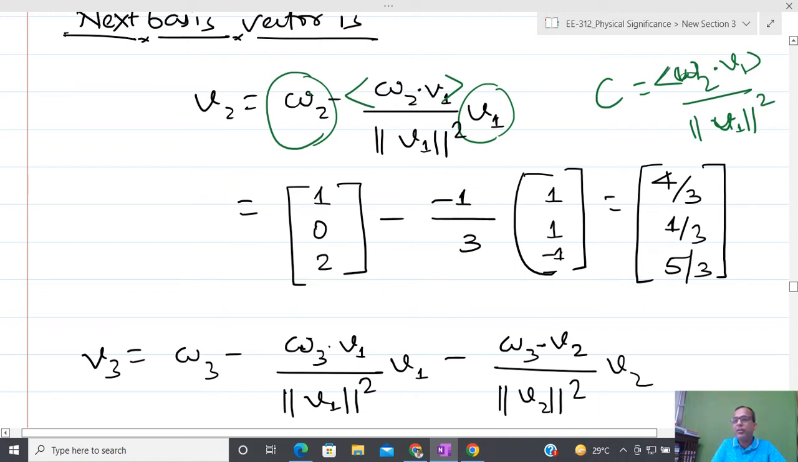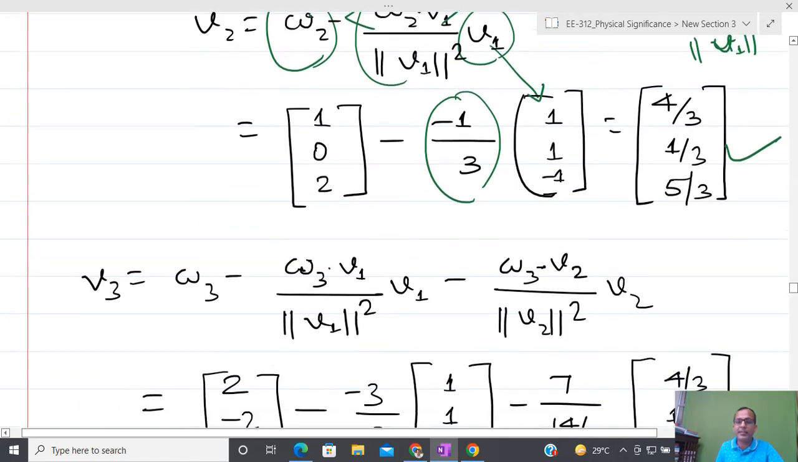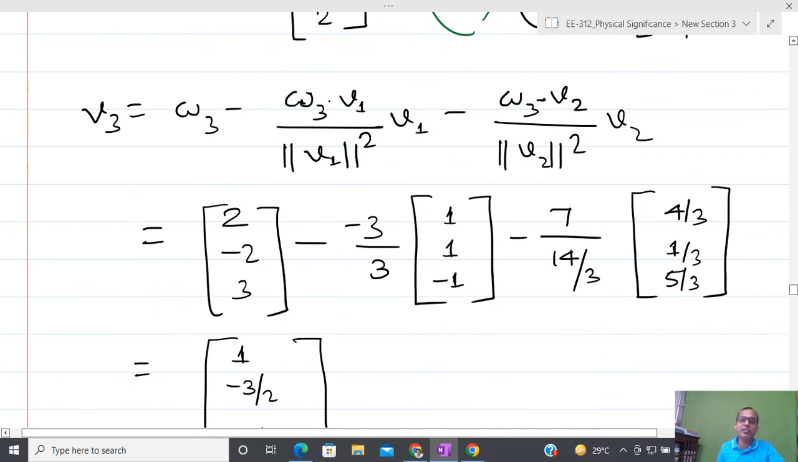Now you can see here that since we are in Euclidean space, I am able to take the standard dot product. With the help of the standard dot product I can calculate this whole term, and that is given by this, and after that I substitute this and I will get the next orthogonal basis vector. Similarly, I can construct the third one. Please do it by yourself.